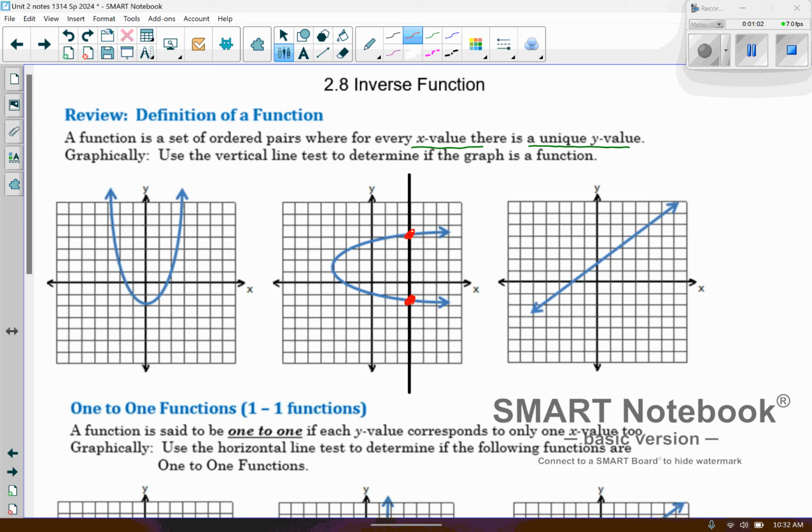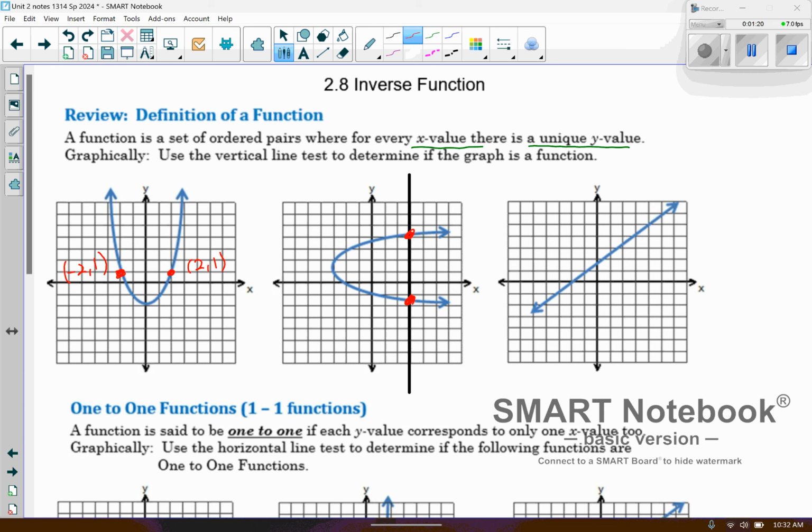Now, it's okay if you look in my first graph right here, when x is 2, y is 1, and when x is negative 2, y was 1 also. And that was okay. That's still a function. Okay, so the first one's a function.